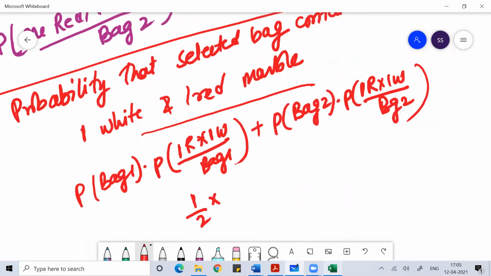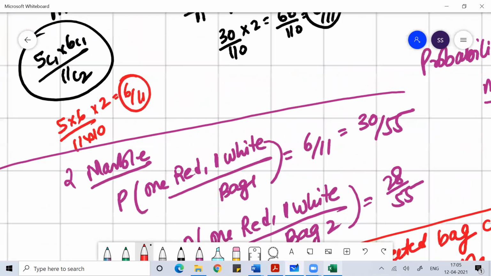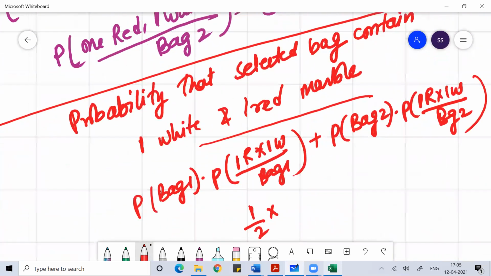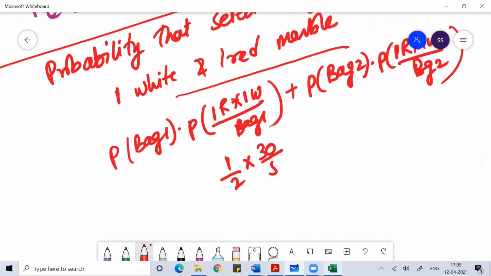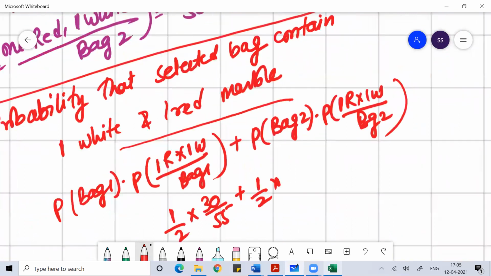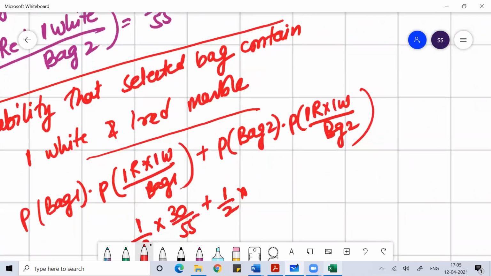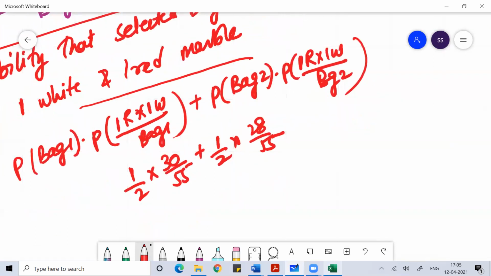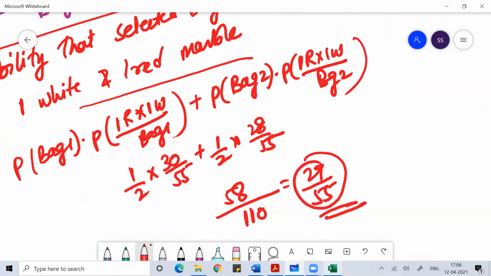Bag one, 1 by 2, into one red, one white marble from bag one, that is 30 by 55, plus select bag two, 1 by 2, into one red, one white marble from bag two, that is 28 by 55. So this is 58 by 110, which is 29 by 55. That is the final answer.